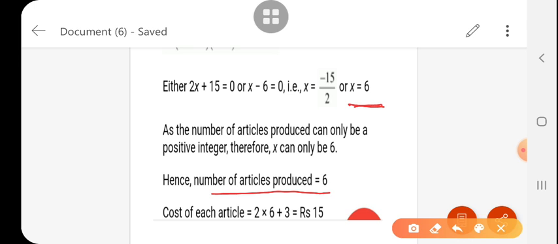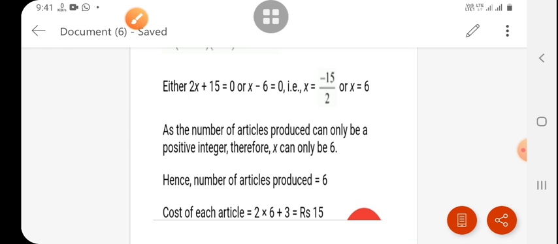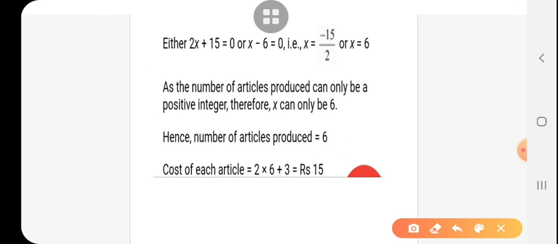Another thing, the cost of each article, that we already let as 2x plus 3, that means 2 into the value of x, 6, plus 3, that is 15. Look at here, that is 15. So the number of articles produced is 6 and the cost of each article is equal to 15. Okay.